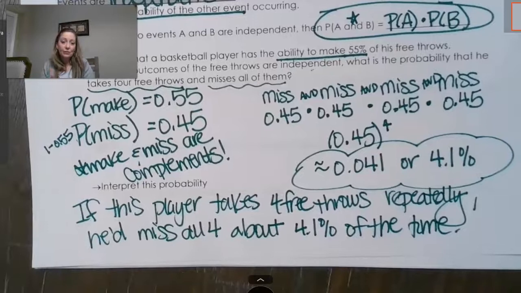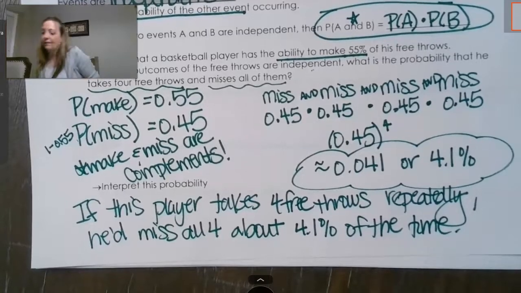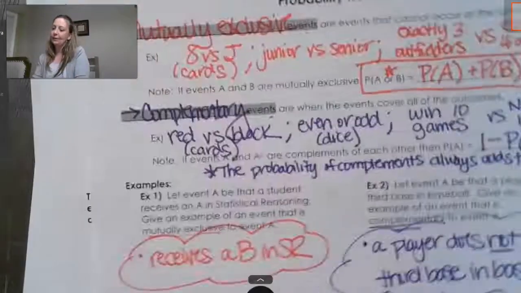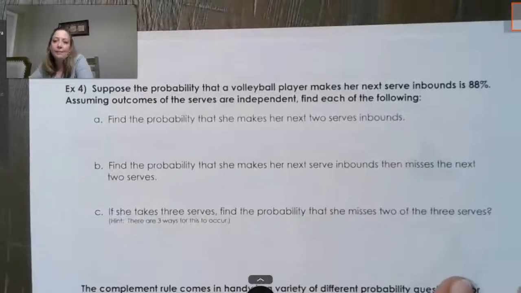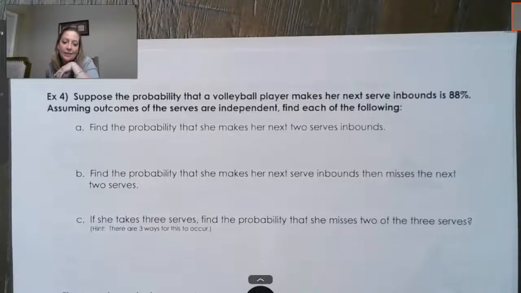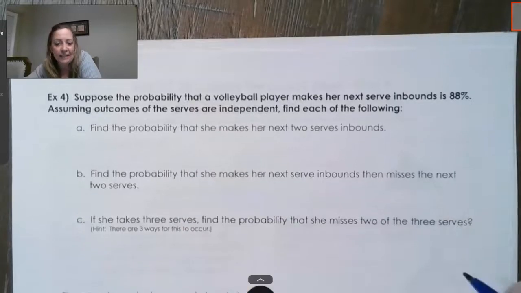And that's all we have to do to interpret that probability, okay? Let's continue using these ideas of the mutually exclusive and particularly complementary events going forward. Let's suppose that the probability that a volleyball player makes her next serve inbounds is 88%. Let's once again assume the outcomes of the serves are independent, and let's find each of the following.